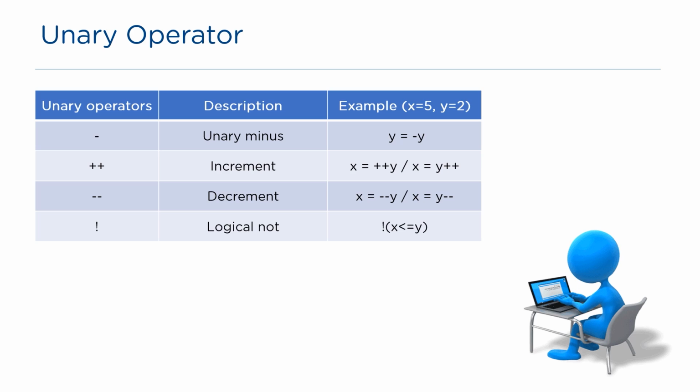Next is logical not, that is used to complement the logical value. For example, consider the value for x and y to be 5 and 2, and the condition is 5 less than or equal to 2, which is false. So the logical not operator will complement the Boolean value to true in that case. I hope you got a clear understanding of unary operators.